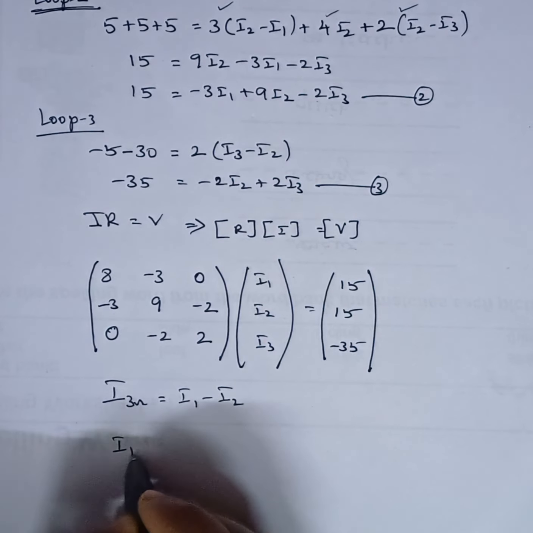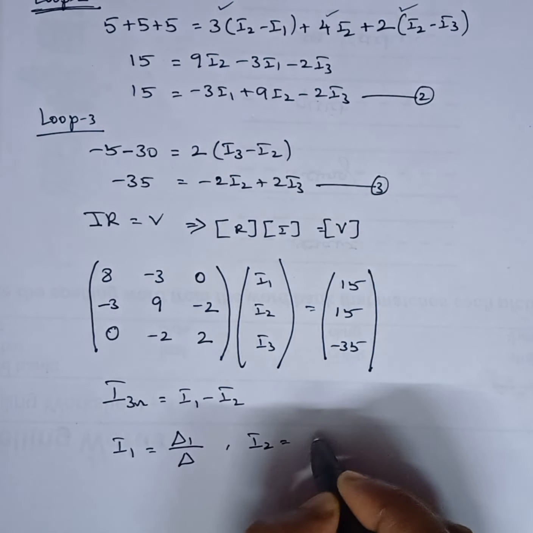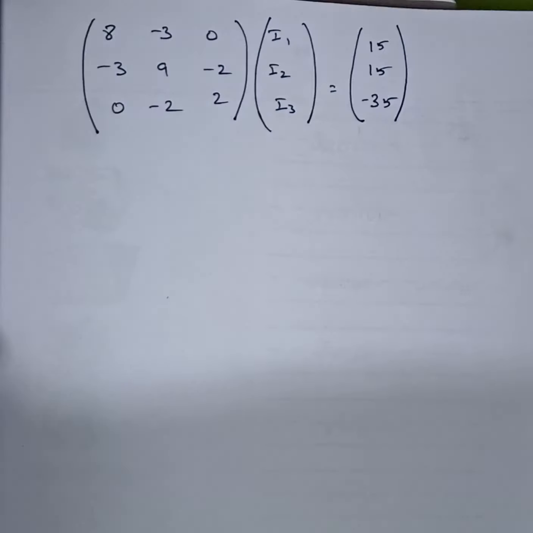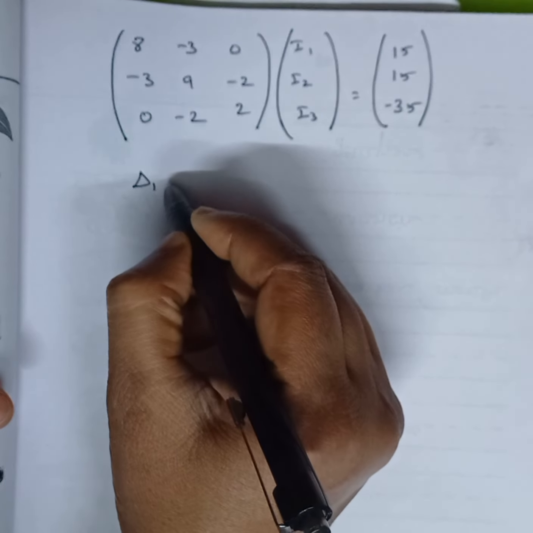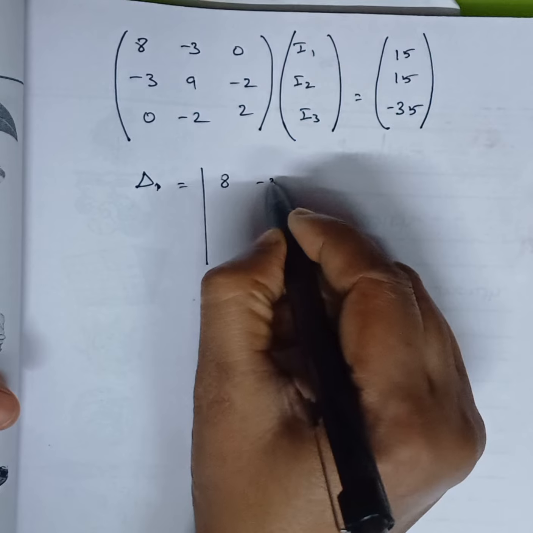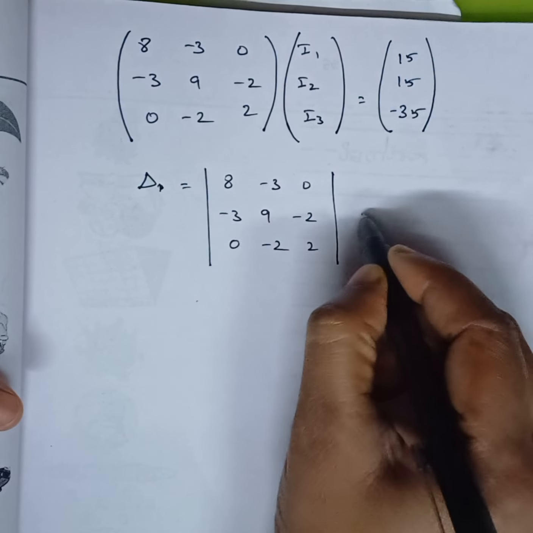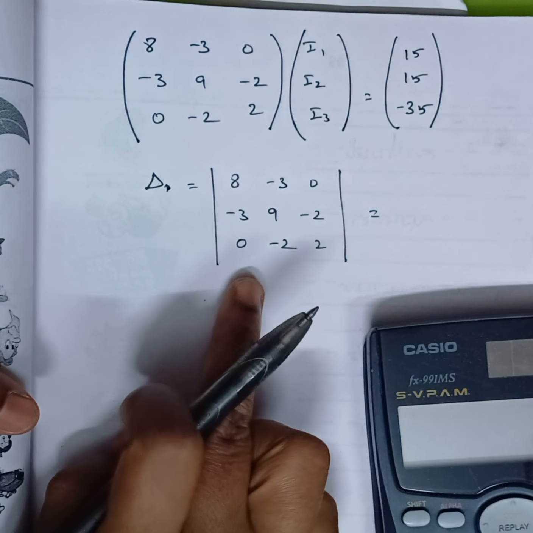So to find I1, it is del 1 by delta, and I2 is del 2 by delta. So from Cramer's rule, we have to find the determinant delta and del 1 and del 2. First we will find delta. Delta is the determinant of this: 8, minus 3, 0, minus 3, 9, minus 2, 0, minus 2, 2, correct? With the help of the calculator we can directly find the determinant of this.